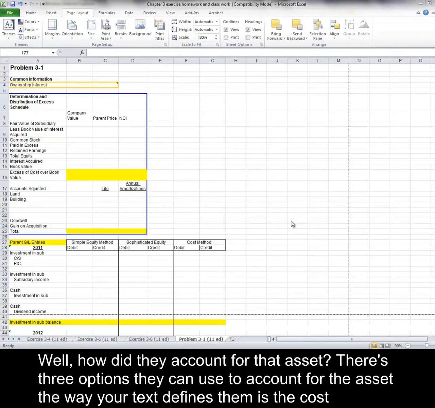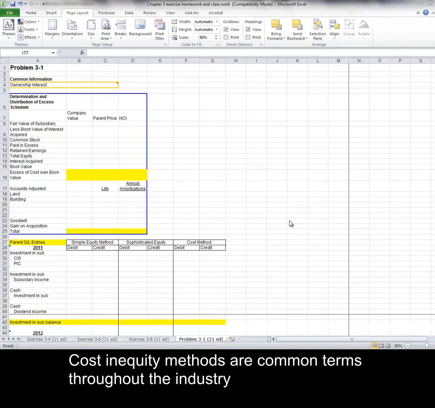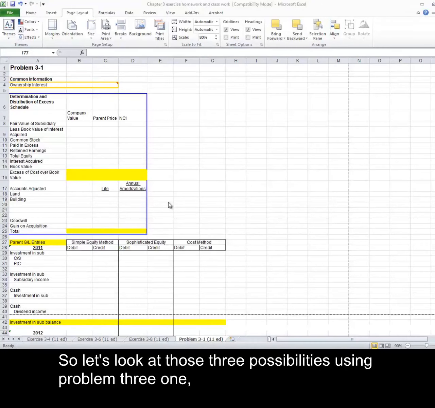Well, how do they account for that asset? There's three options they can use to account for that asset. The way your text defines them is the cost method, the simple equity method, and the sophisticated equity method. Cost and equity methods are common terms throughout the industry. Whether you define it as simple and sophisticated equity may vary the terms just slightly, but the concepts are the same. So let's look at those three possibilities using problem 3.1.